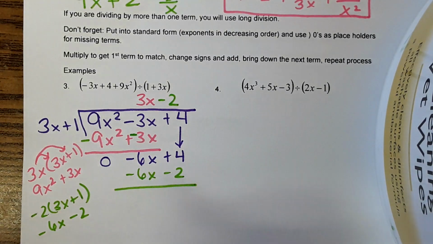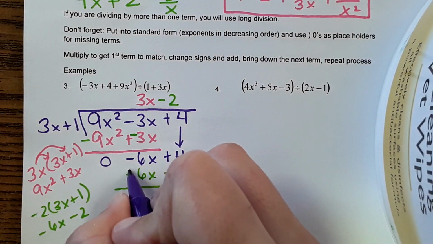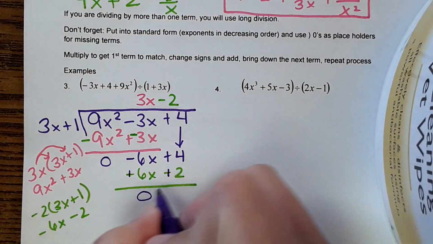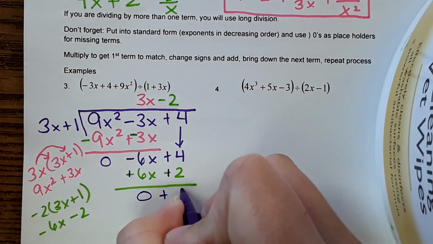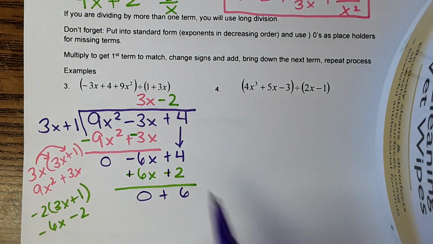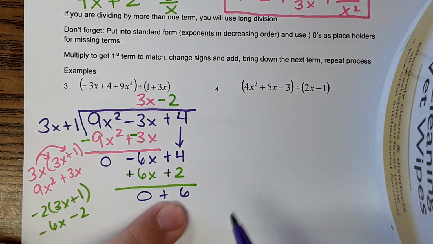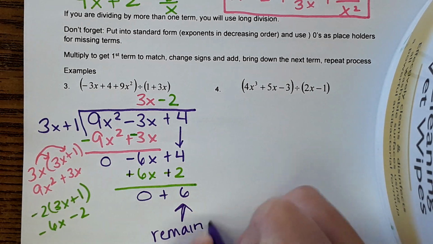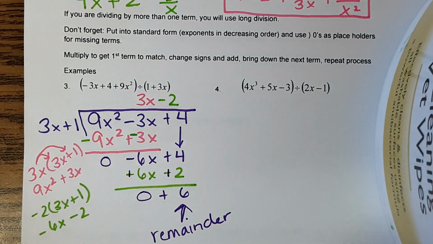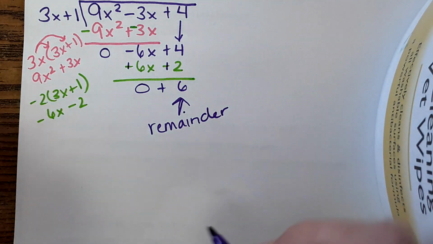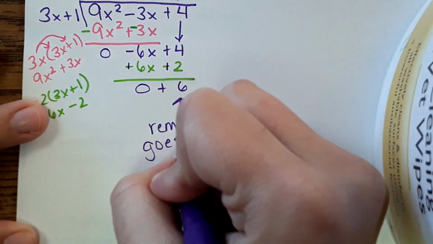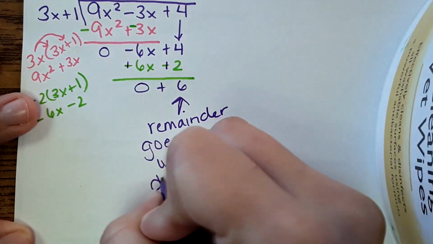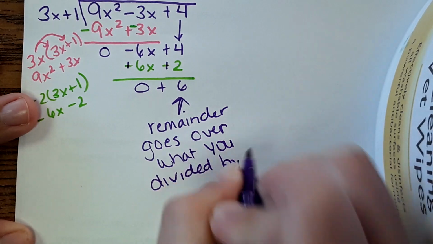Now we subtract it, meaning that these have to change signs. Then we get 0 plus 6. Now there's nothing else to bring down, so this is actually a remainder. And the remainder goes over what you divided by. So just make a note and I'll show you what it means. Over what you divided by.